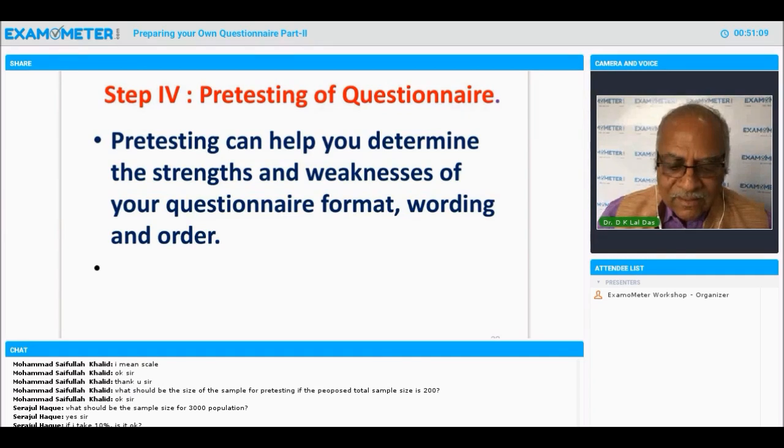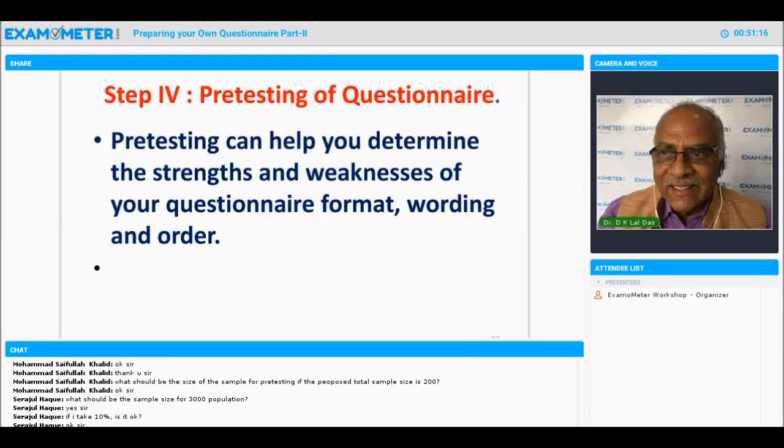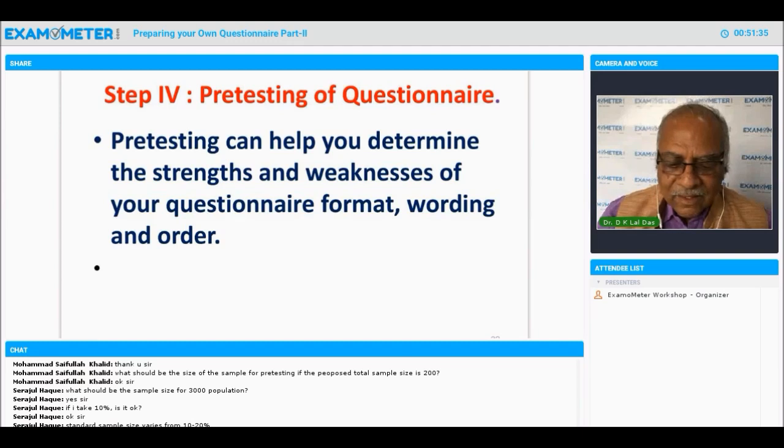Sirajul asked again, standard sample size varies from 10 to 20%. That is a misnomer, Sirajul. There's nothing like that in any research book. Somebody has just put it. There is no standard sample size. It is a blunder if you say like this. No textbook on research mentions it. I'm not sure if you were there in the last session. Yeah, he was not. Determination of sample size. In that session, it was explained. You may go through the video.